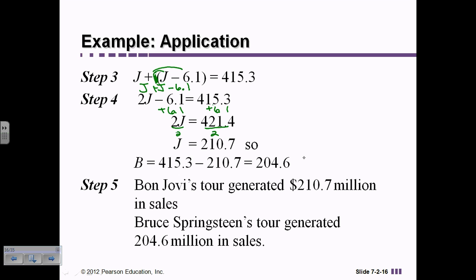Now another way to get this number here would be to substitute it back in and say 210.7 minus 6.1, and that's another way to get the 204.6 million.